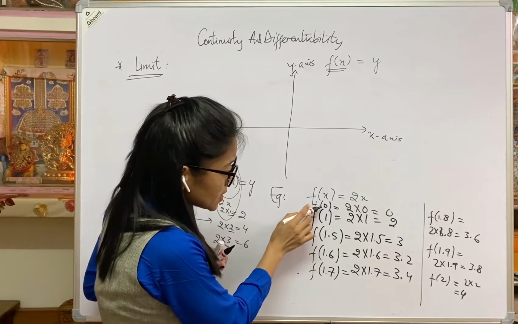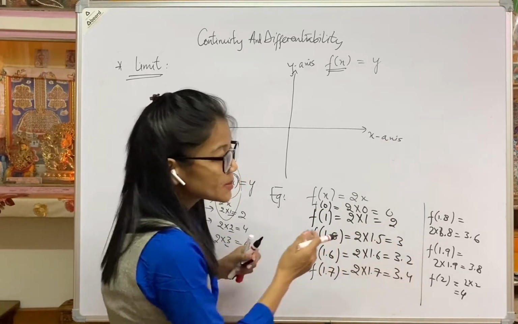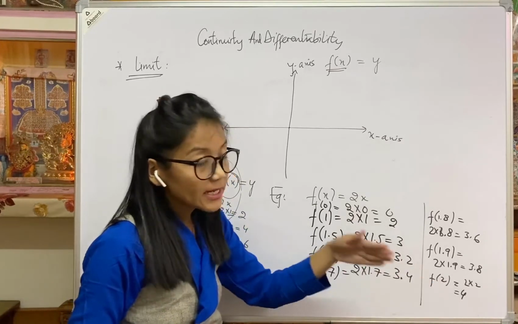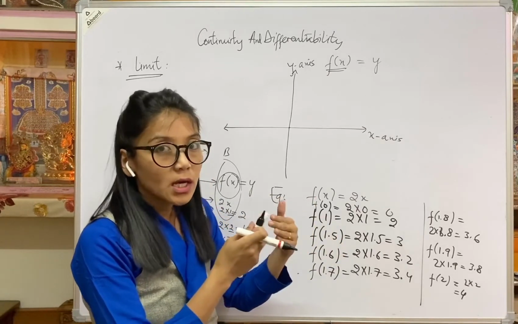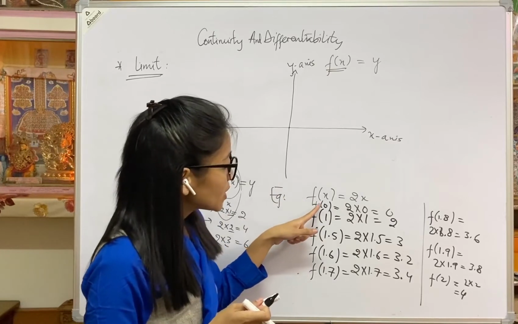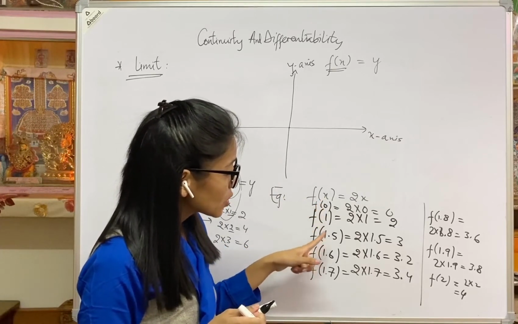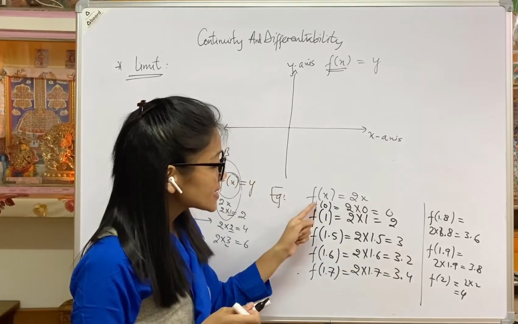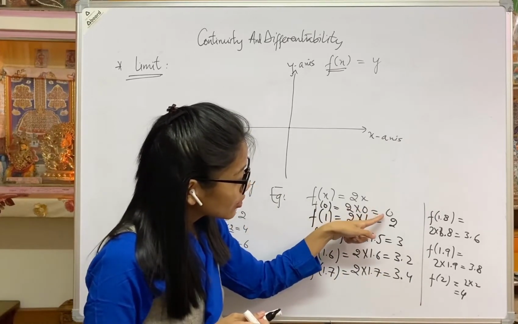So 0, 1, 1.5, 1.6, 1.7, 1 point... which means my x is moving from 0 to 2, right? So x is moving closer and closer to 2. This is how we use the term when we are going to define the limit, okay? So here you can see that my x is moving from 0 and it is moving closer and closer to 2, right?